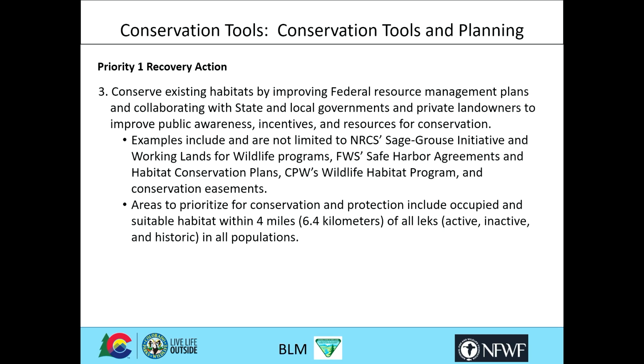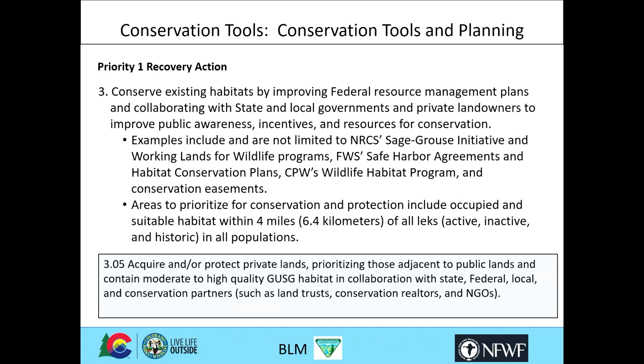So when Robin and Seth and I got together to plan for this session, we were really overwhelmed with how to move forward. What do we talk about? You could talk about each one of these things for an hour. And so we focused on one of the actions, and there are 19 tasks associated under this action. And we focused on number 3.05, which is acquire and/or protect private lands, prioritizing those adjacent to public lands with good quality habitat in collaboration with all our partners. So that's what we're going to focus on today, is private land actions, conservation easements in particular.